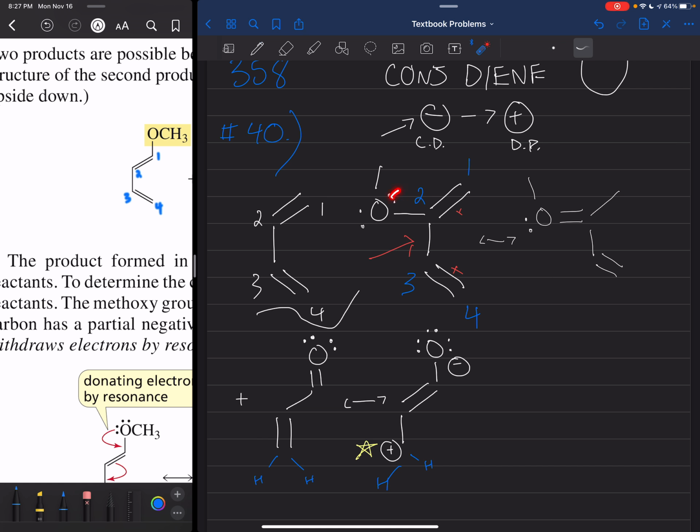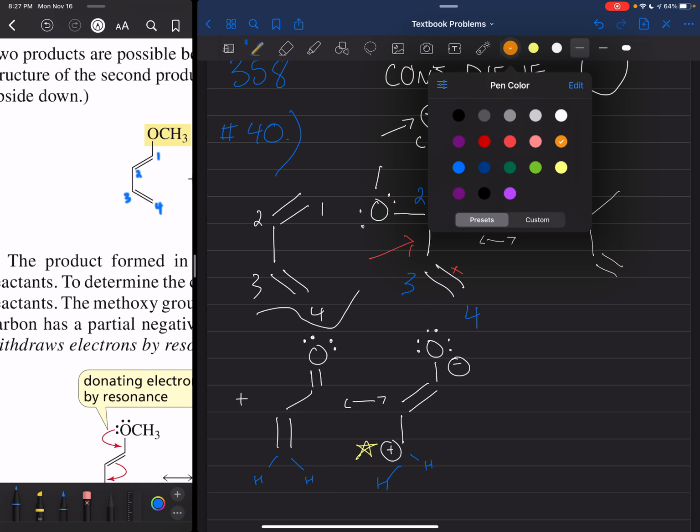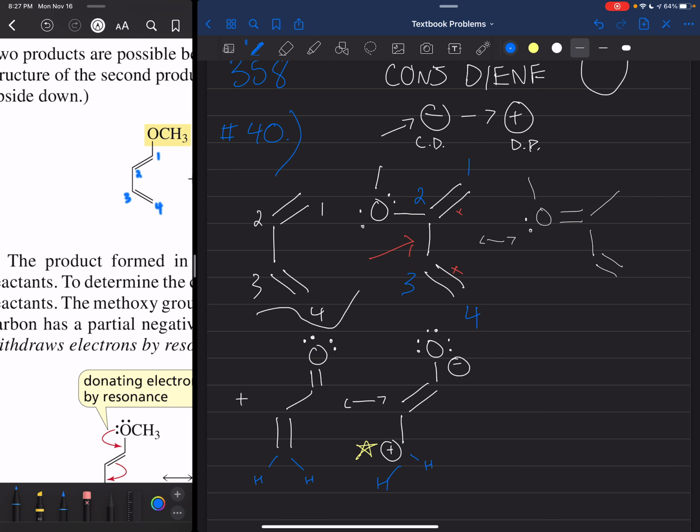So this forms a double bond. This one kicks. Remember, there were two hydrogens there, and they're still there. But now we have a lone pair chilling on this carbon. 4, 3, 2, 1, 0, -1. We just formed a negative charge on a carbon. That's a carbanion, right?